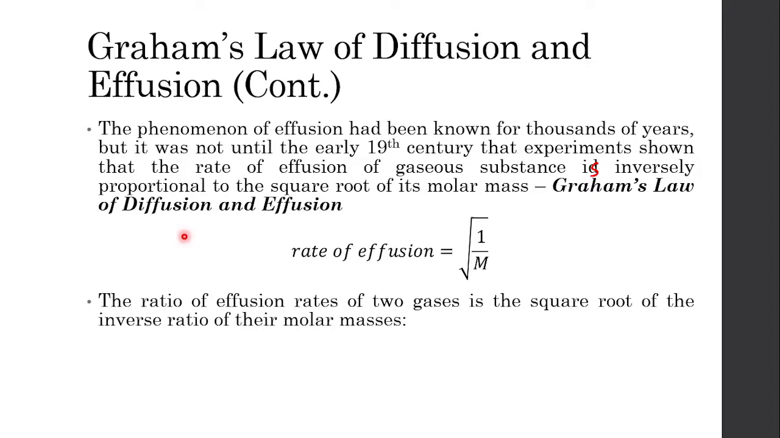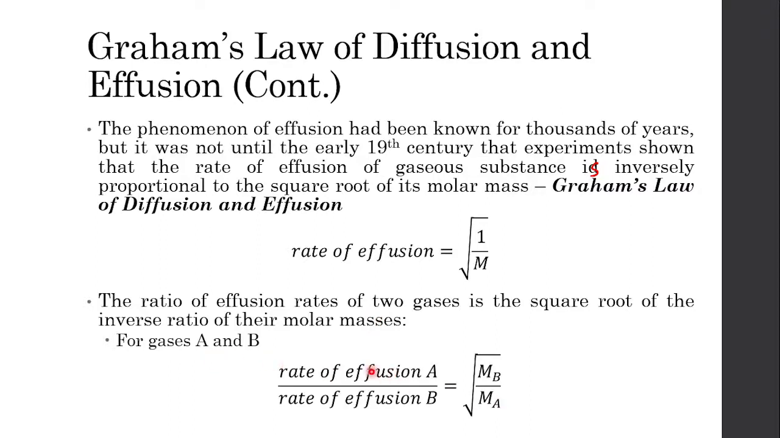Therefore, if we have two gases and we are looking at which gas particles move a lot faster and how much faster, we can create an equation which is the ratio of the rate of effusion of those two gases, equivalent to the square root of the inverse ratio of their molar masses. So for gases A and B, the rate of effusion of A divided by the rate of effusion of B is equal to the square root of the molar mass of B divided by the molar mass of A. So let's apply this principle onto a sample problem.